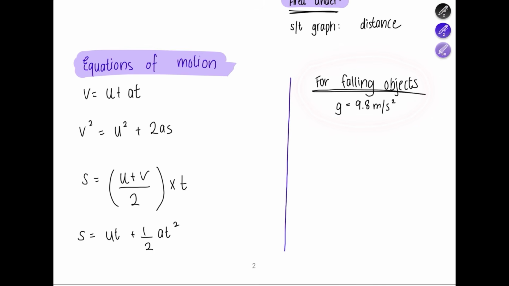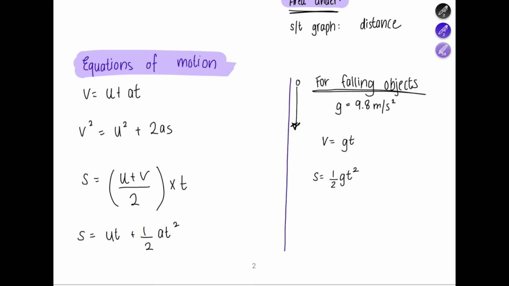Okay, what if we're talking about falling objects? That means an object is falling down under the force of gravity. Let's say an object is falling from a cliff, so its initial velocity is going to be 0. We're going to include this value in equation 1, this one. So initial velocity is 0, so we'll write 0. And then a will be replaced with g, multiplied by time. Why g? Because the value of acceleration is 9.8 meter per second square. The last equation, if we want to find the distance traveled, we can write s equals half gt squared, because ut will become 0, as initial velocity is 0.